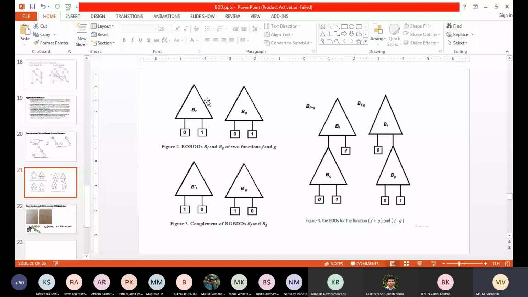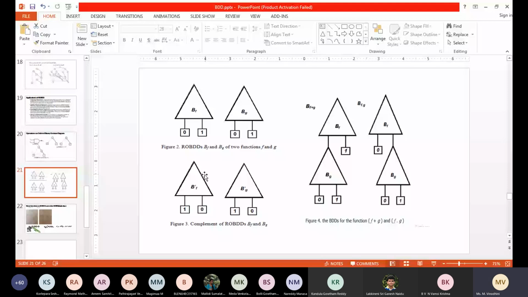If I'm asking you to find the complement of the function F, or to draw the binary decision diagram for the complement of the function F, currently you have the ROBDD of the function F. How do you convert that ROBDD of a function F to the ROBDD of the function F bar? This is the ROBDD of F. Now I want to get the ROBDD for F bar.